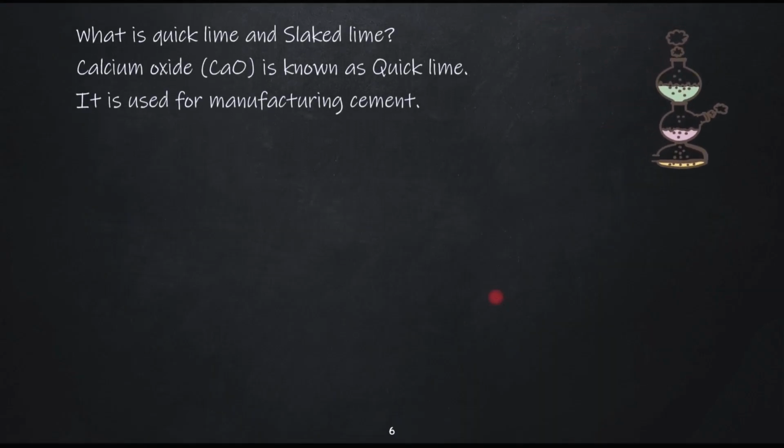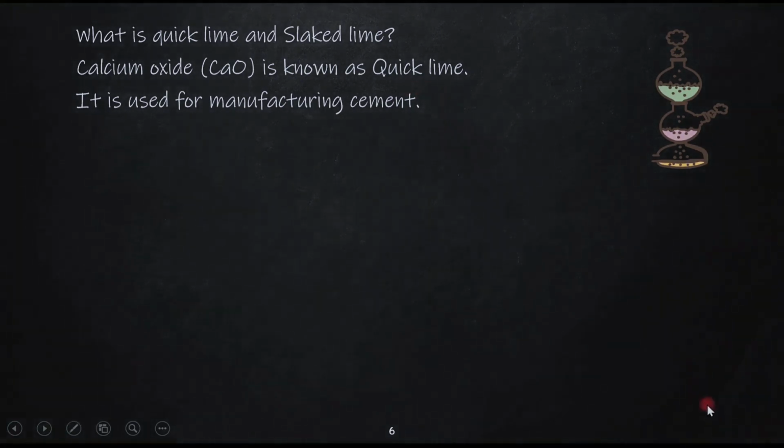What is quicklime and slaked lime? Calcium oxide, the molecular formula of calcium oxide is CaO. Calcium oxide is known as quicklime. It is used for manufacturing cement. In the preparation of cement, calcium oxide is widely used. And another name for calcium oxide is quicklime.